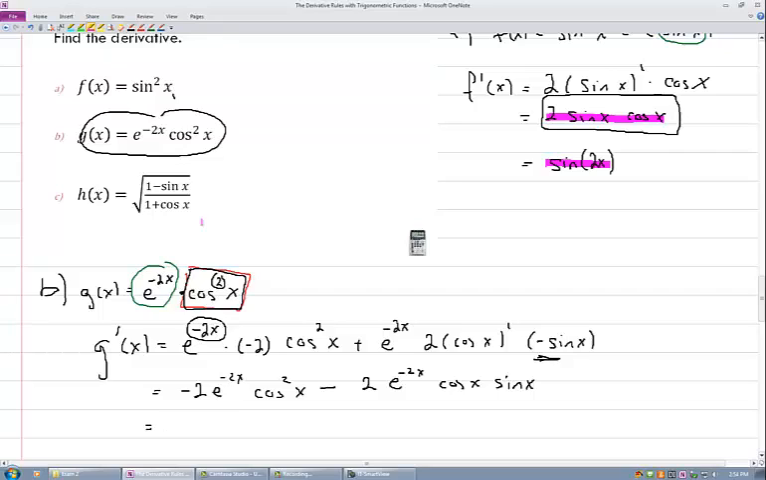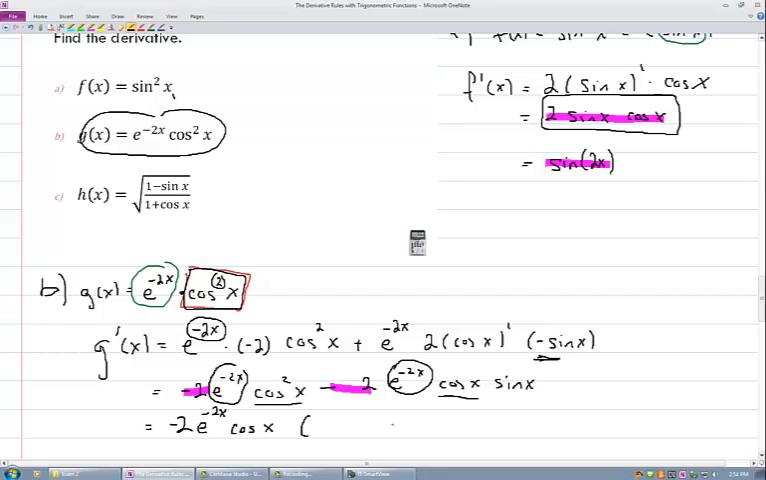So if you look at this thing, they certainly have a negative 2 in common, so I'm going to first factor out the negative 2. And so I have negative 2. And then they also have an e to the minus 2x in common. So I'm going to pull out an e to the minus 2x. And then if you look at it, is there anything else they have in common? And hopefully you say, yeah, they have a cosine of x in common. One's squared and one's just raised to the first power. So I'll factor out the lowest power, cosine of x.